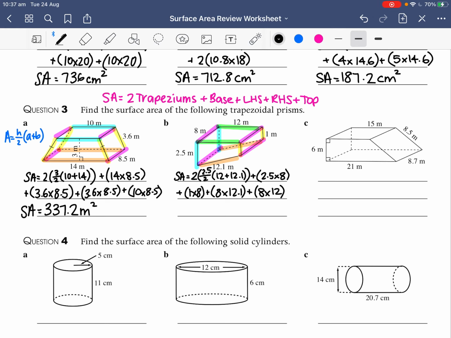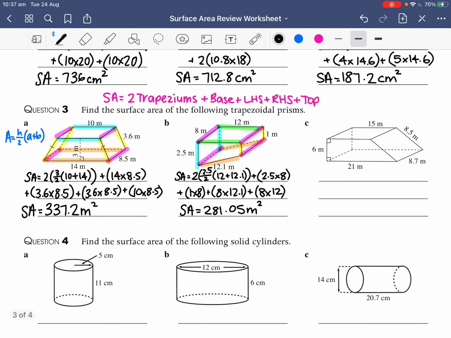So then we put this into our calculator. So 2 lots of 2.5 over 2, bracket 12 plus 12.1, close our brackets, plus 2.5 times 8 plus 1 times 8 plus 8 times 12.1 plus 8 times 12 gives us an answer of a surface area of 281.05 meters squared. For our last trapezoidal prism, I'm going to highlight again.